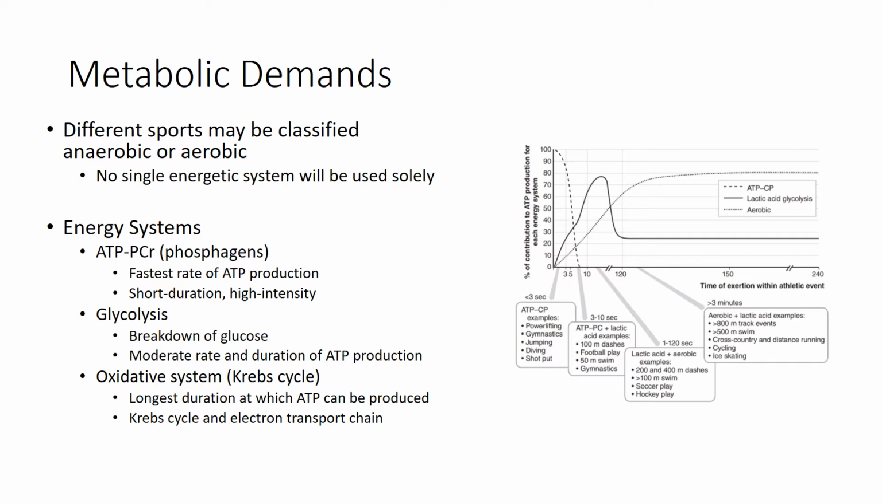Glycolysis is from the breakdown of glucose in the sarcoplasm of the muscle fibers. Glucose can be from blood glucose or intramuscular stores of glycogen. An example where the glycolysis system is being used is during a 400-meter sprint. Lastly, the oxidative system is the longest in duration at which ATP can be produced and includes the electron transport chain. An example where this will be mainly utilized is in ultra-endurance athletes and marathon runners.